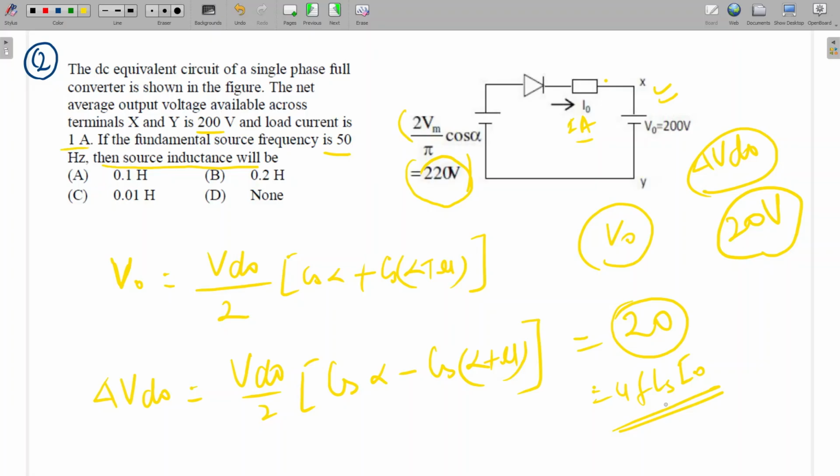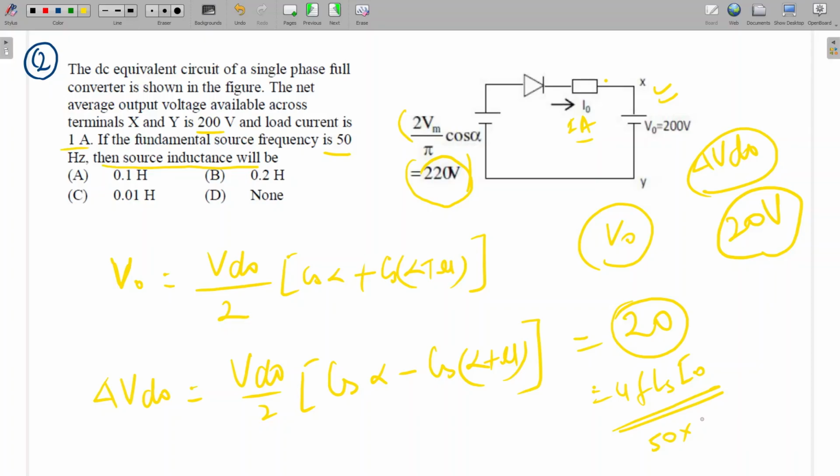I naught is 1 ampere, given. And frequency is given, 50 Hz. So 50 into 4 we have to find. 50 into 4, okay, how much?